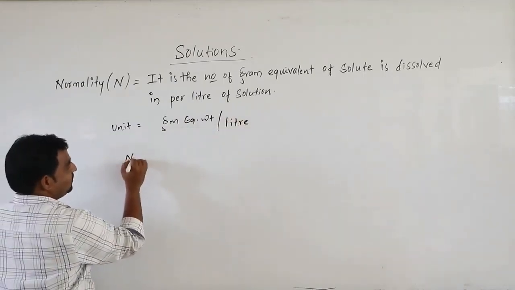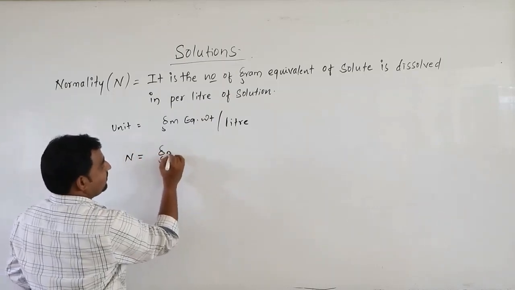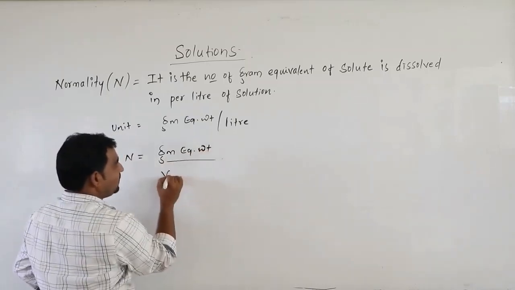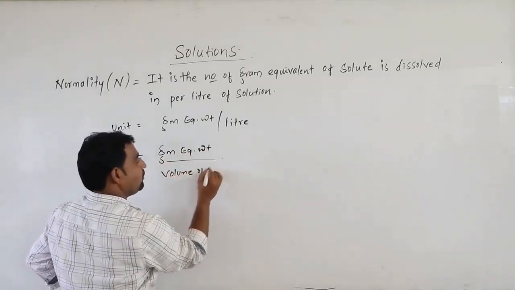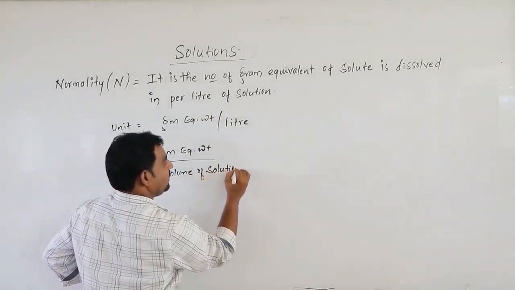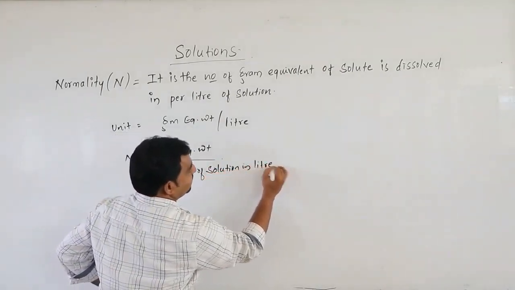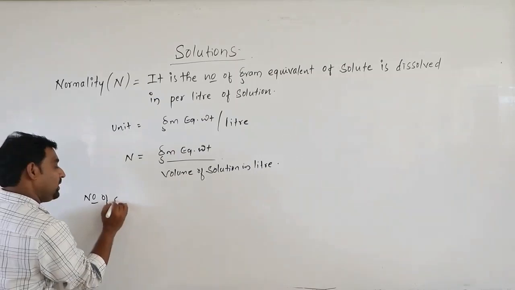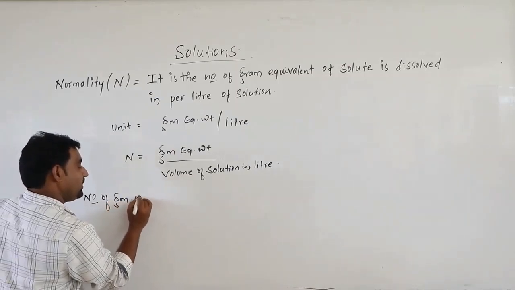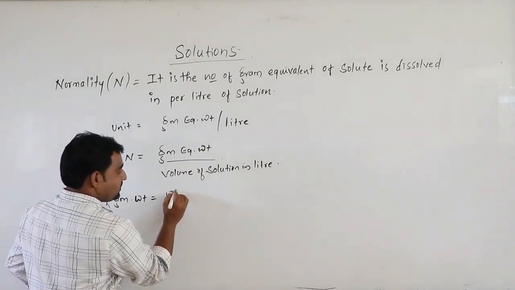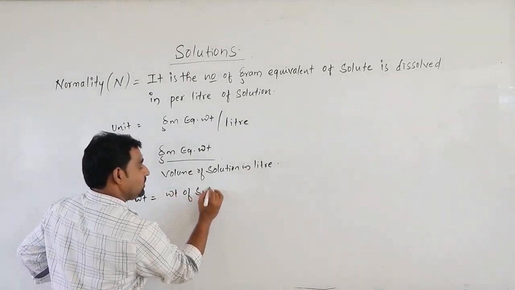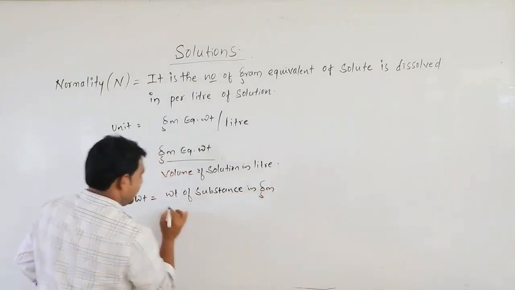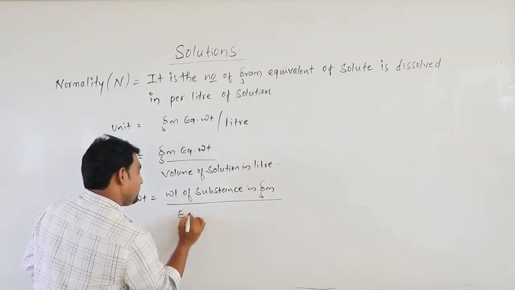So normality is equal to the gram equivalent weight divided by the volume of the solution in liter or dm cube. Now how to calculate the gram equivalent weight? The number of gram equivalents is equal to the weight of the substance in gram divided by the equivalent weight.